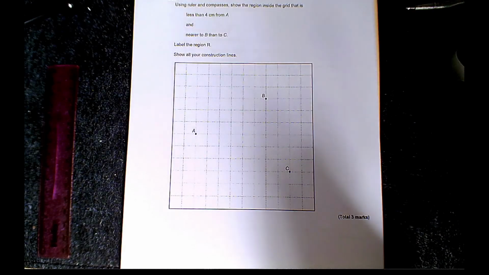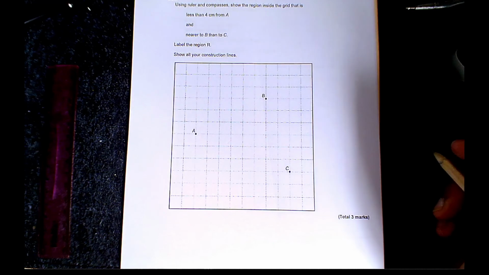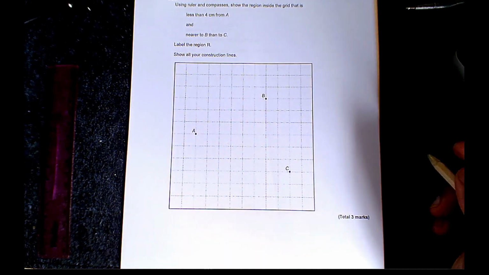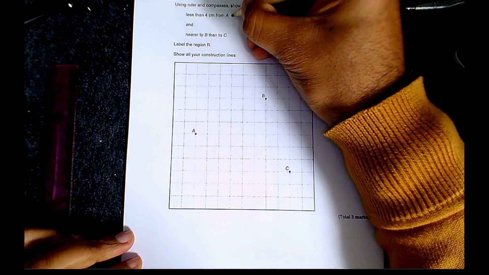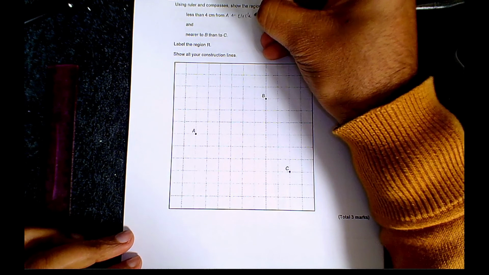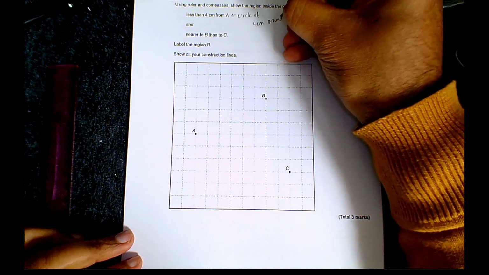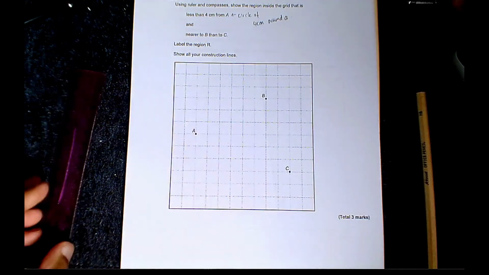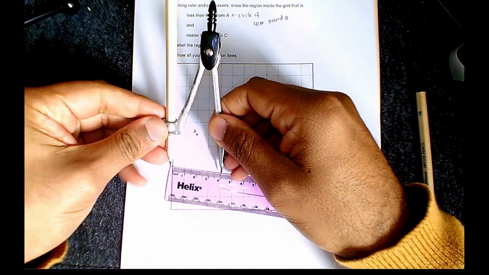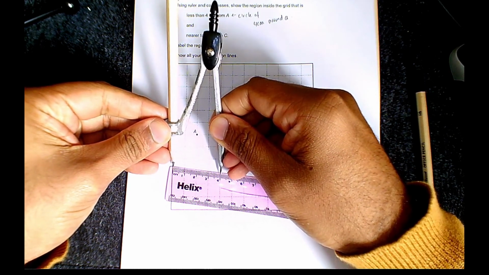For question 23, it says using a ruler and compass, show the region inside the grid that is less than 4 centimeters from A and nearer to B than C. Now for this, what we need to do is draw a circle of 4 centimeters around A. So what I'm going to do is with my ruler and my compass, I'm going to set 4 centimeters, which can be a little bit fiddly depending on your compass.